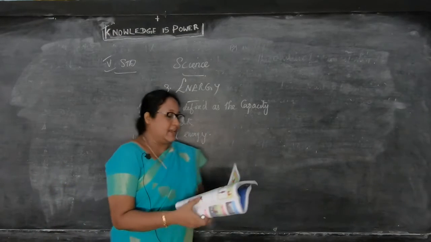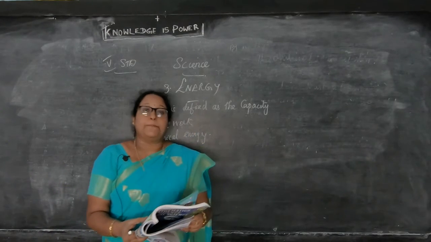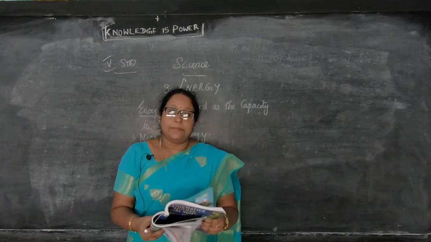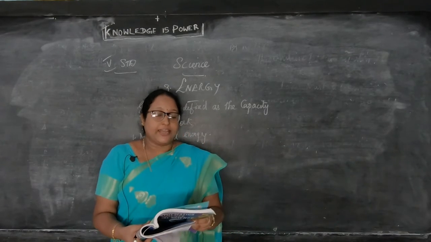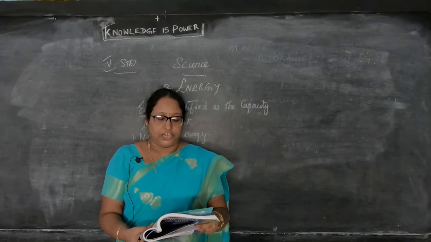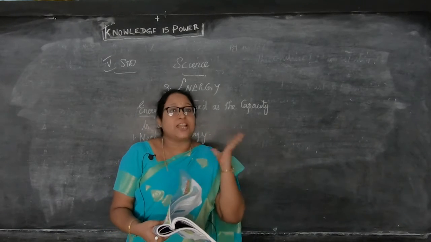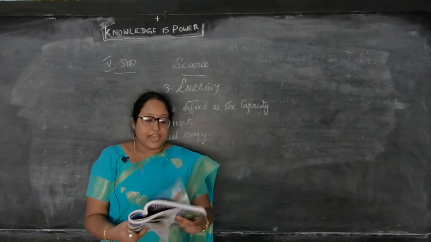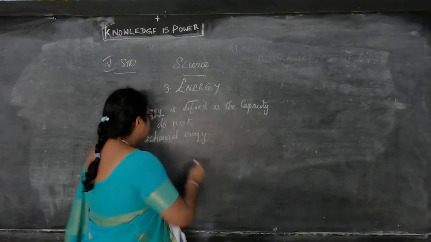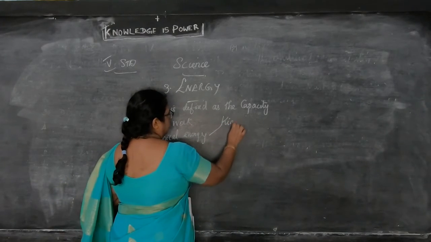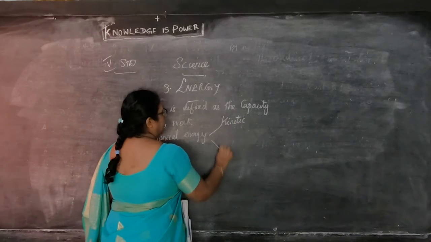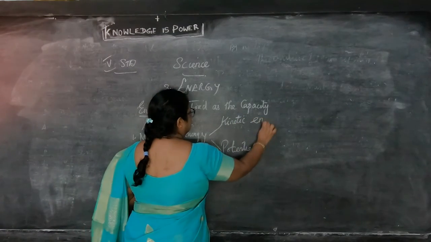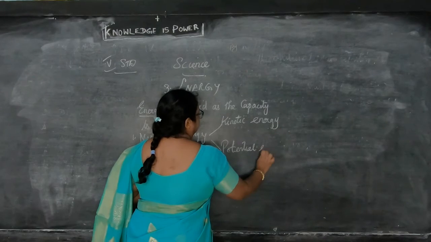Energy possessed by an object due to its position or movement is called mechanical energy. That is, when an object has energy because of its movement as well as its position, it is called mechanical energy. It can be classified into 2 types: kinetic energy and potential energy.